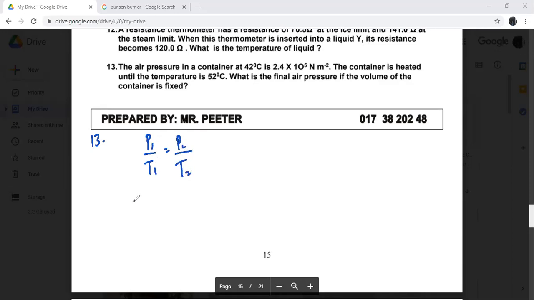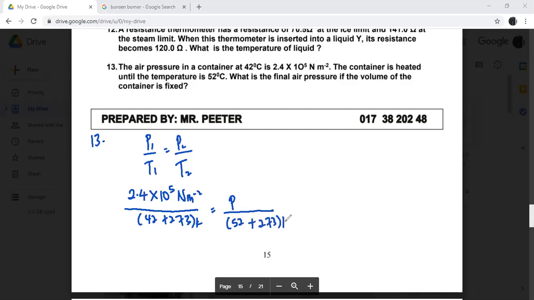So the initial pressure was 2.4 times 10 to the power 5 Newton per meter square. The initial temperature was 42, but as we know, it must be changed to Kelvin. This is the pressure law. The final pressure, we do not know. We know that the final temperature is 52. We change this also to Kelvin. So what should be the final pressure?